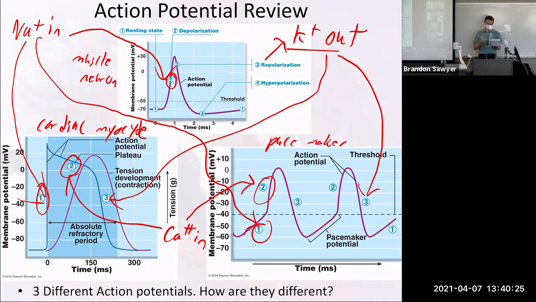And then the only one we haven't really touched on yet is number 4 here, hyperpolarization. Which ion flow is important for that one? Potassium again, right? Same as that one. Potassium going out again.